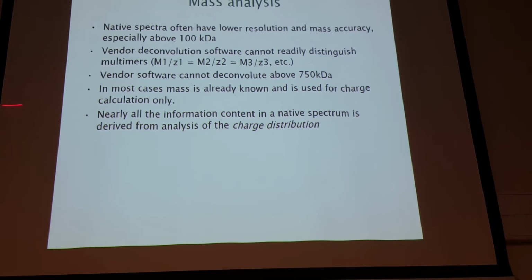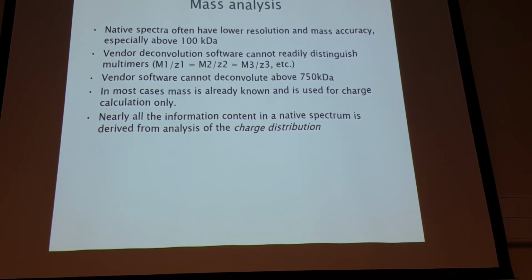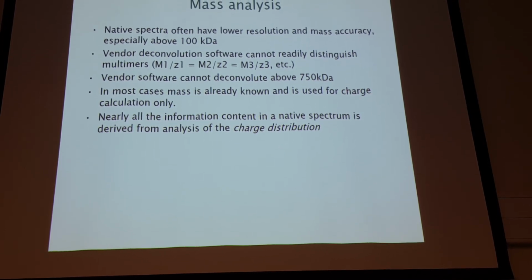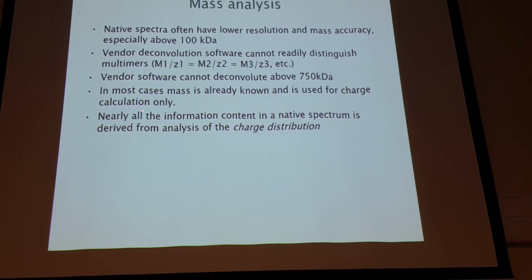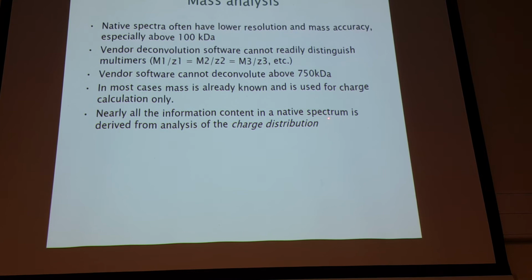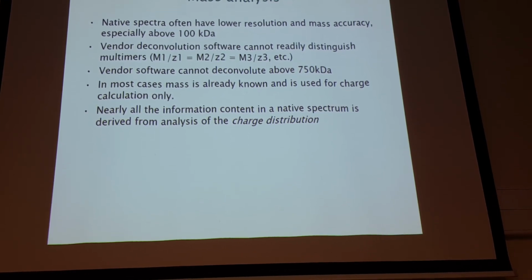750,000. In most cases, the mass is already known. You've already measured the mass by denaturing mass spec, but you need this for the charge calculation. However, nearly all information content in the native spectrum doesn't come from the deconvoluted spectrum, it comes from the charge state distribution.